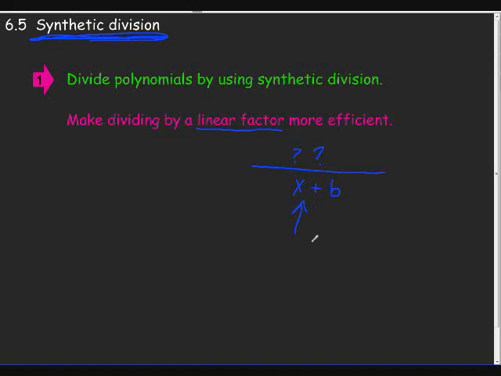Here's a linear binomial. We can do this. If we were trying to divide by x squared, we could not use synthetic division.